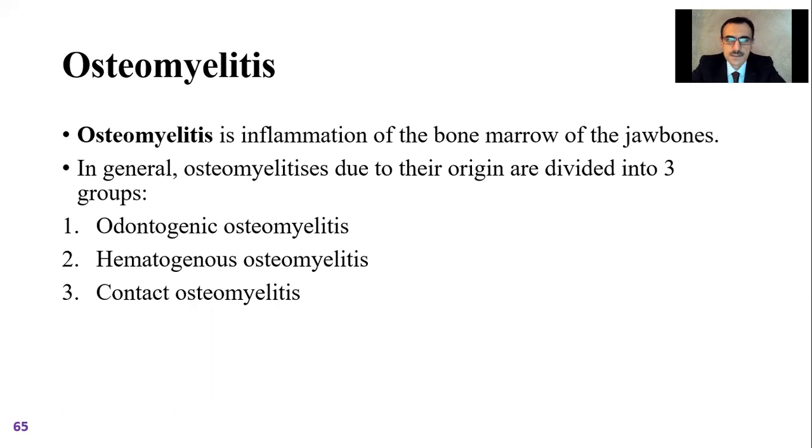Osteomyelitis is inflammation of the bone marrow of the jawbone. In general, osteomyelitis, due to its origin, is divided into three groups: odontogenic osteomyelitis, hematogenous osteomyelitis, and contact osteomyelitis.